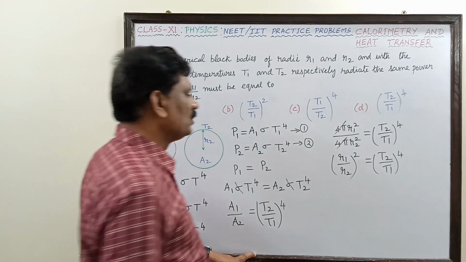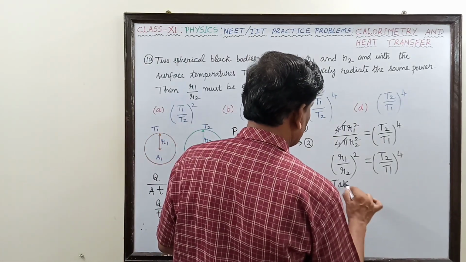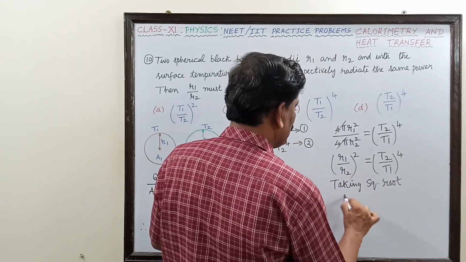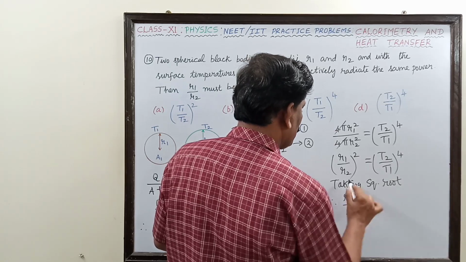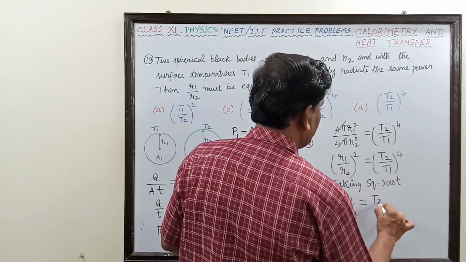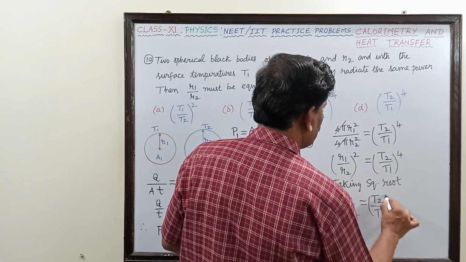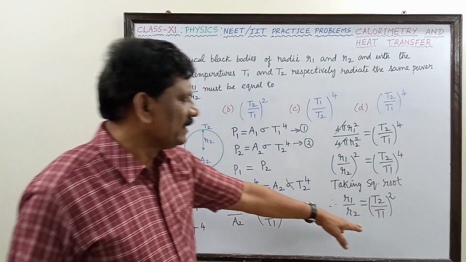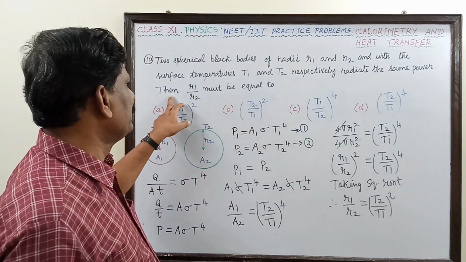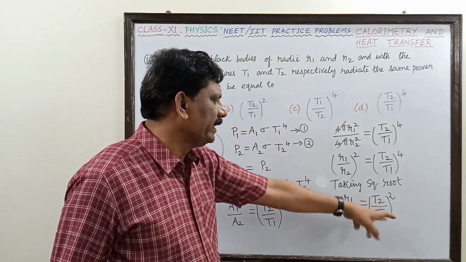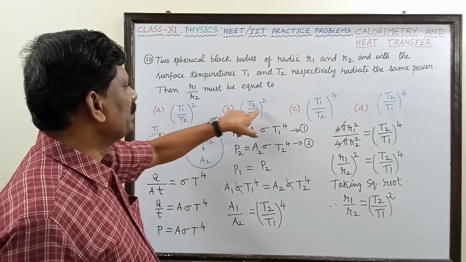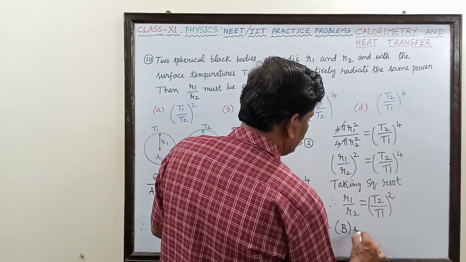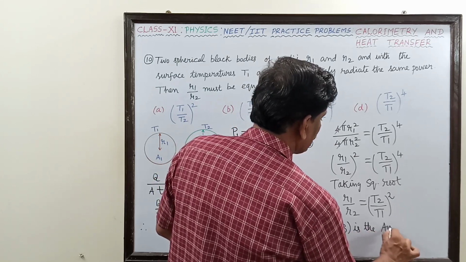Now taking square root on both sides, the left side will become R1 by R2. Therefore, R1 by R2 is equal to T2 by T1 whole square. So this power 4, when you take square root, will become 2. So this is the answer we require. They have asked that R1 by R2 must be equal to T2 by T1 whole square. So option B is T2 by T1 whole square. Therefore, option B is the correct answer.